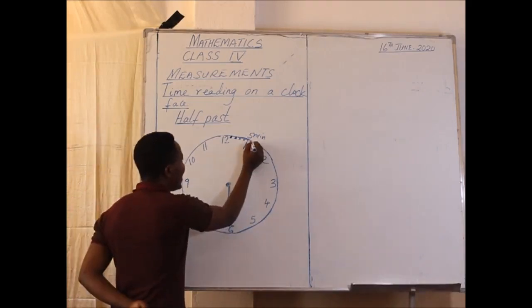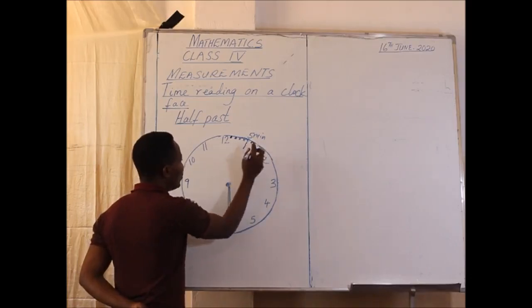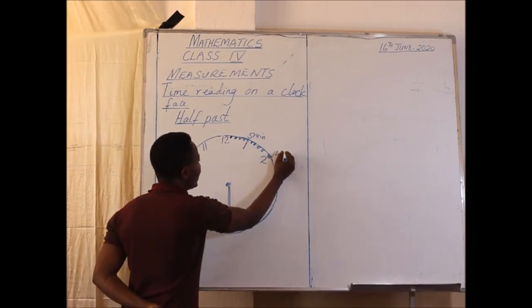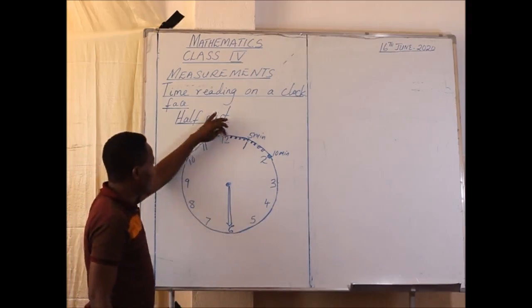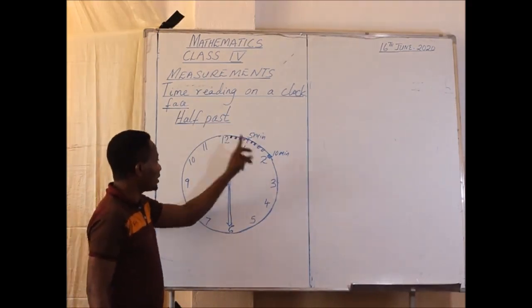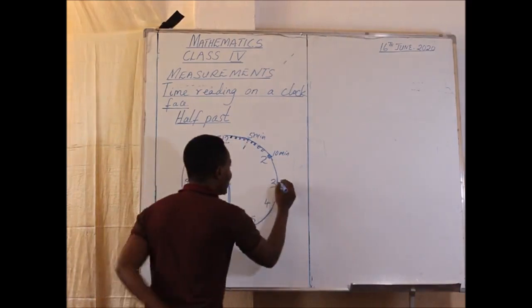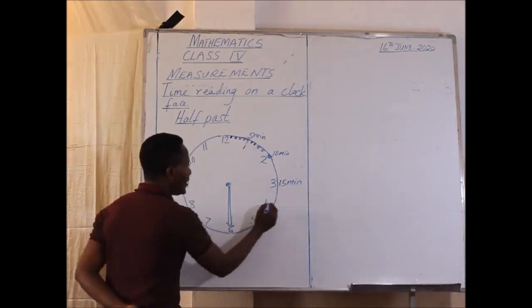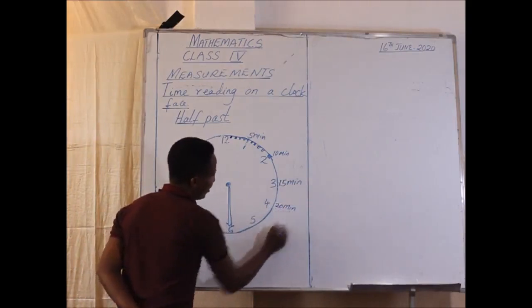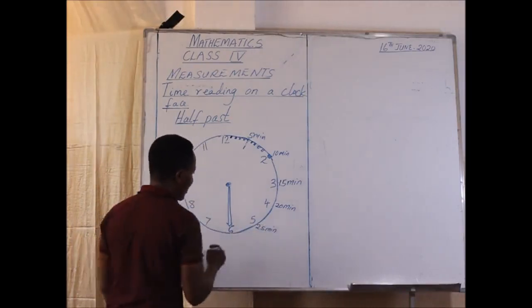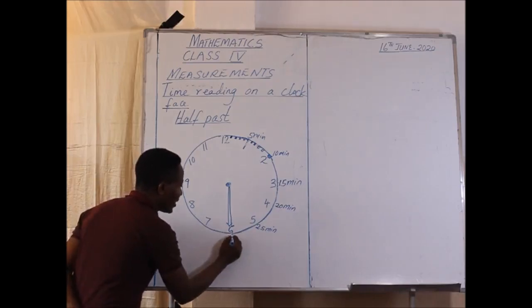So we get 5 minutes at number 1. The 6 minutes will be between 1 and 2. The 7 minutes, the 8, the 9, the 10 minutes. So at 2, it is 10 minutes. So you can just count from 12 to 1 with an interval of 5 minutes. At 2, it is 10 minutes. When you go to 3, it is 15 minutes. When you go to 4, it is 20 minutes. At 5, it is 25. I've told you that it has an interval of 5 minutes. Then at 6, it is 30 minutes.